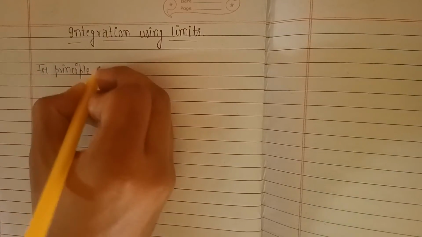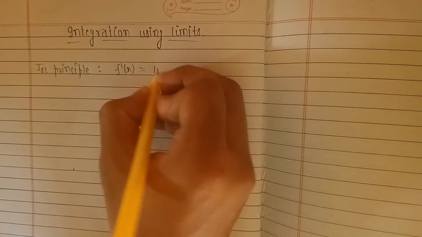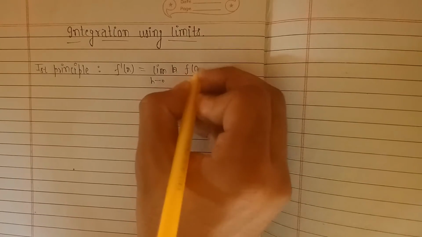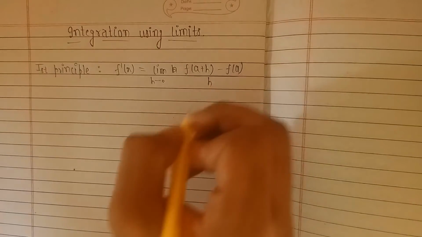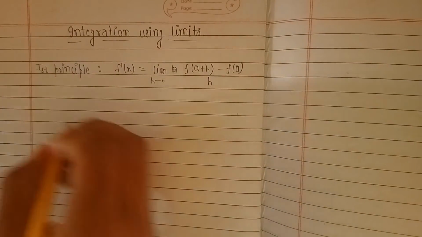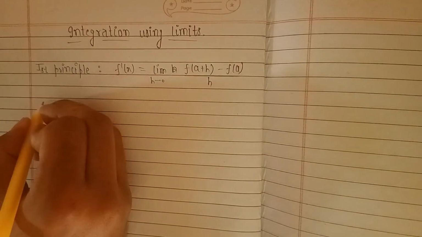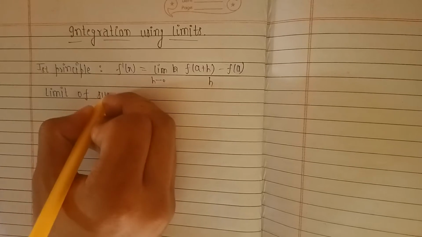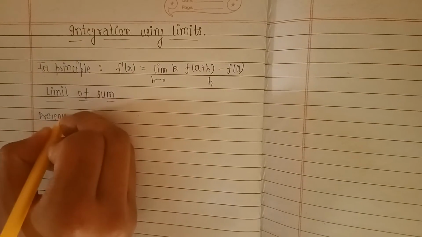For your recall, I want to state the first principle, which says that the derivative of any function is equal to limit h tending towards 0, f of a plus h minus f of a upon h. Okay, now I think you can understand, but here today we are going to learn how to integrate a function using limits. This process is known as limit of sum.